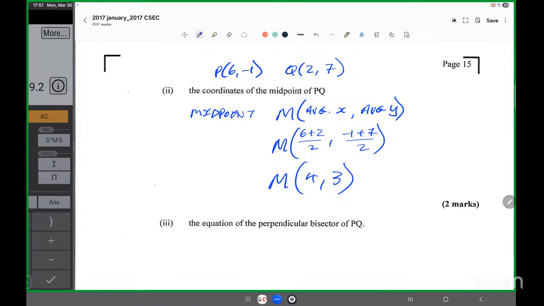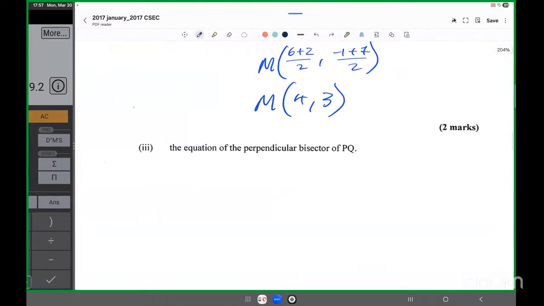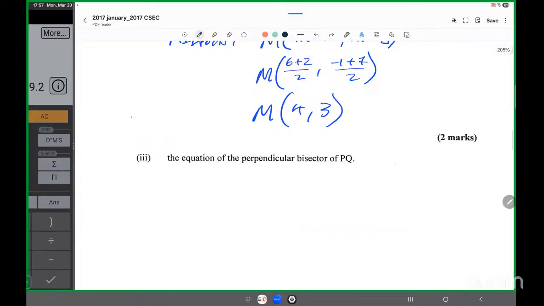All right? Then I want the equation of the perpendicular bisector of PQ. What's a perpendicular bisector? Let's remind ourselves. So it's like we have the line PQ. Let me put the relative position. 6, negative 1, 2, 7. All right. So it's like you have this line, PQ line.